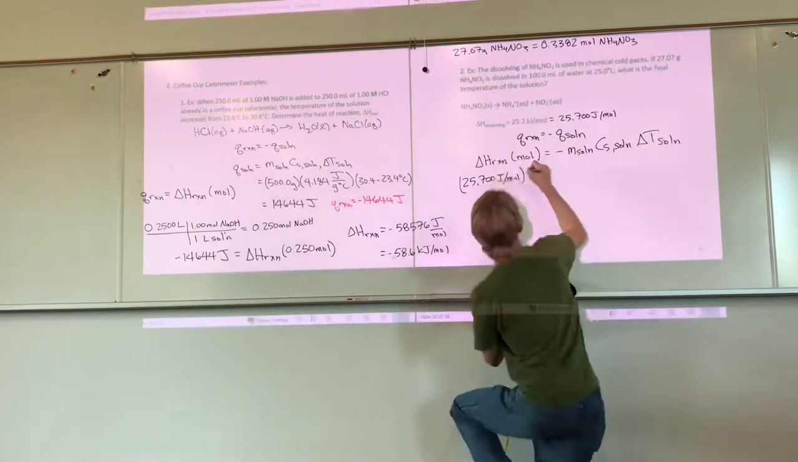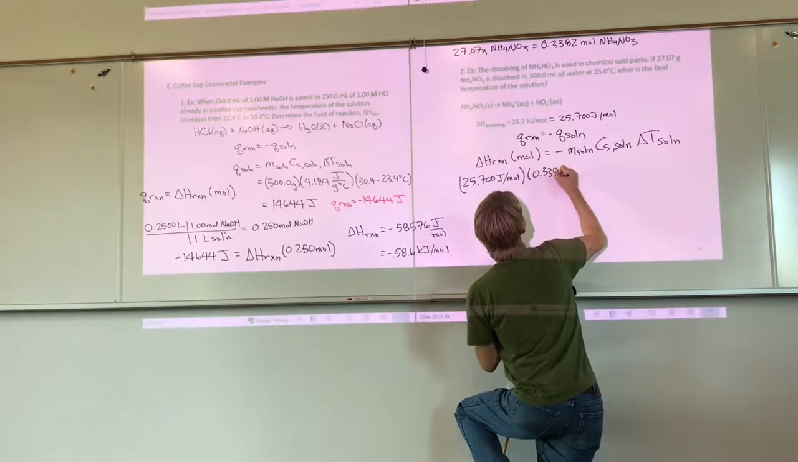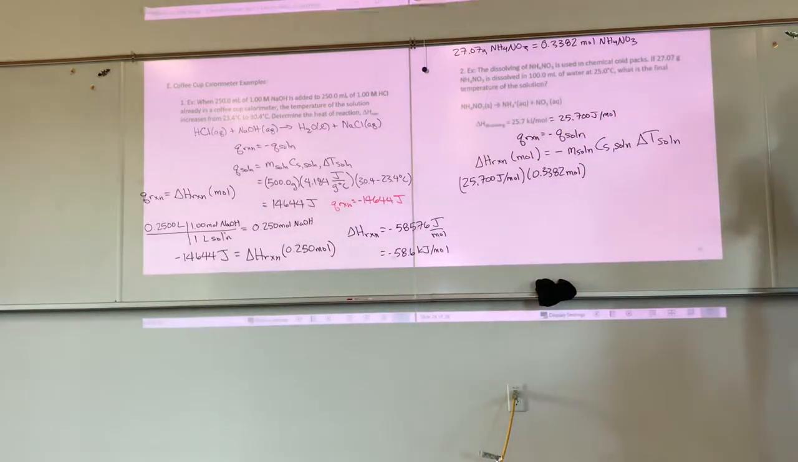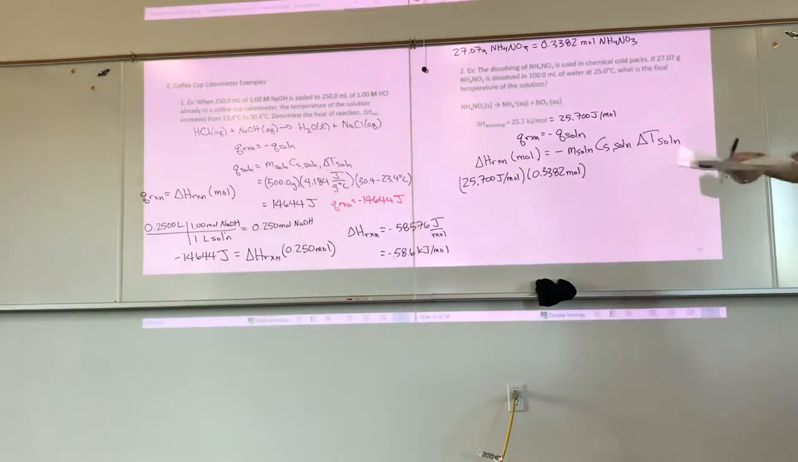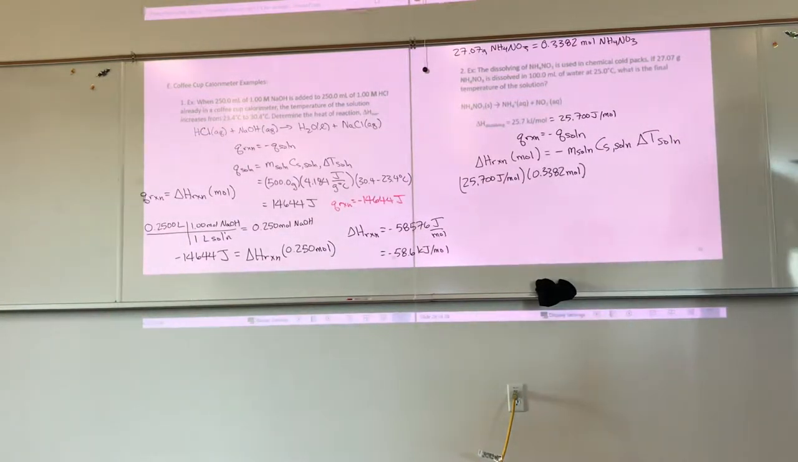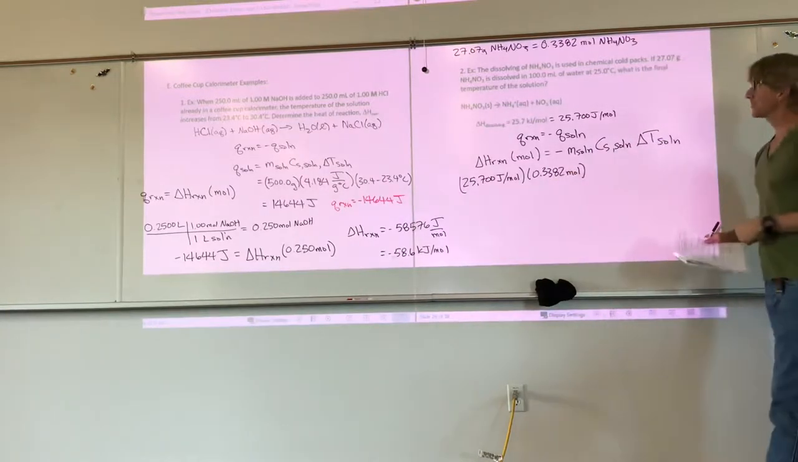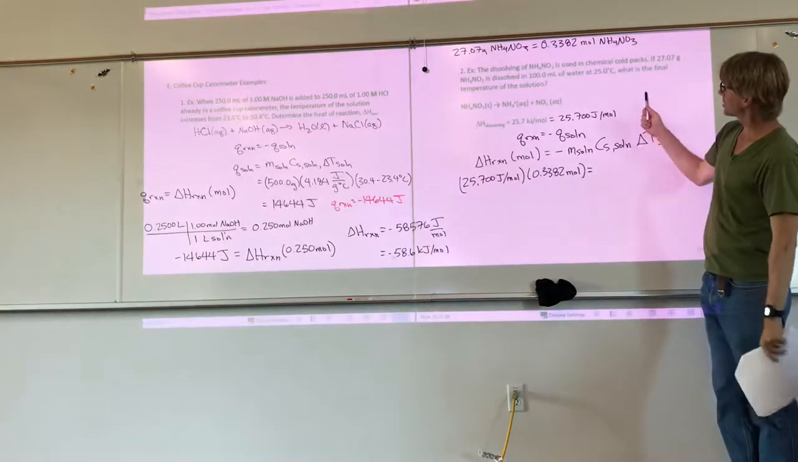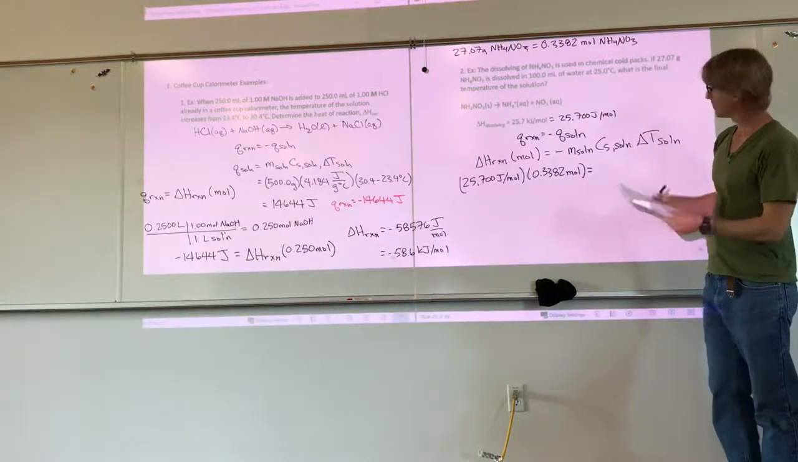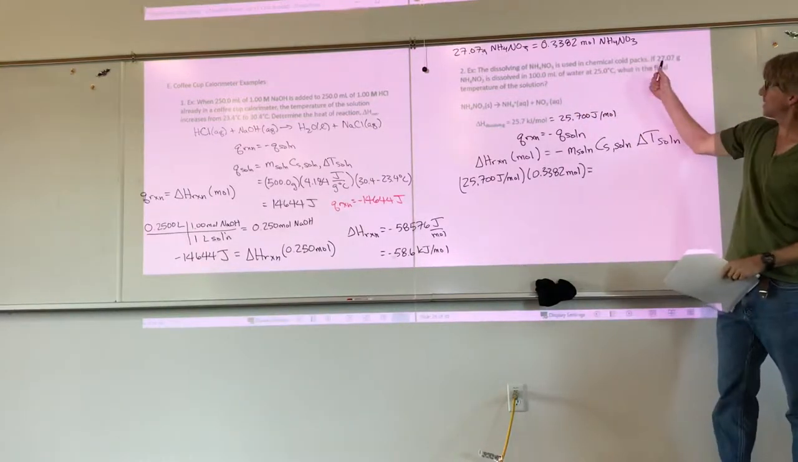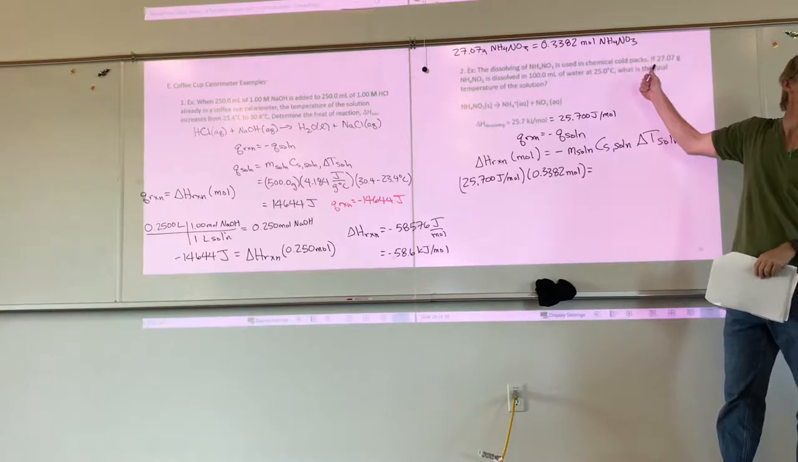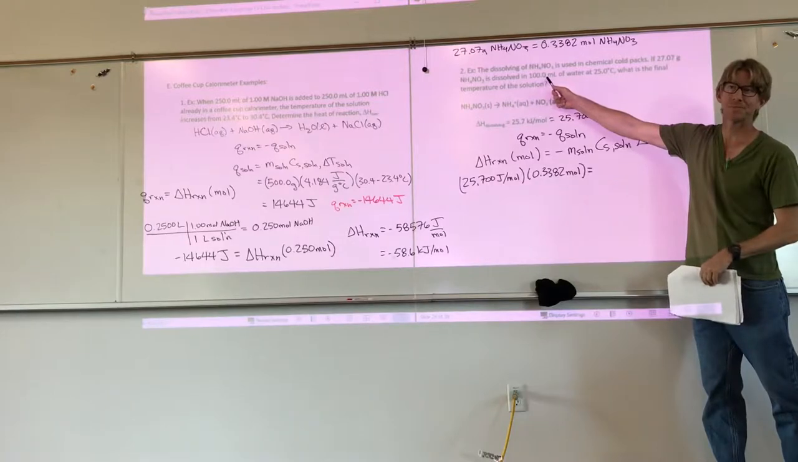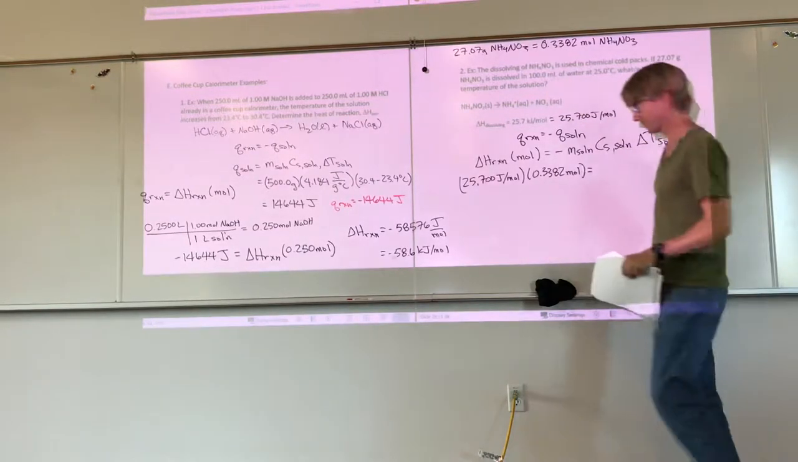So I'll write that in. And again, everything's got a one coefficient. There's only one thing that we have moles of this time, so it's easy to figure out what moles to put in there. Our mass of solution is going to be the mass of the water plus the mass of our ammonium nitrate. That's going to be 100. Well, this is 100 milliliters of water. How many grams will that be? That's going to be 100 grams of water.